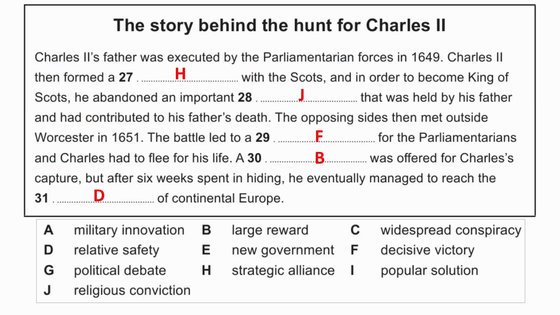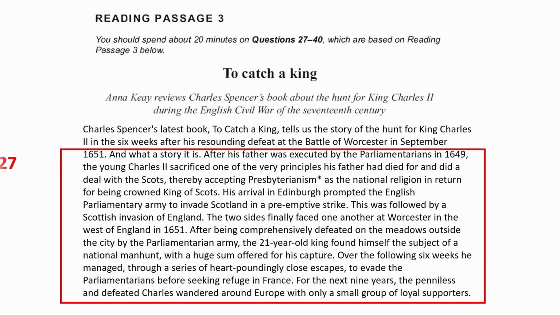Now we can check the answers here. For 27 we had H, 28 J, 29 F, 30 B, and 31 D. So I mentioned that earlier, the answers are usually in the same order and you don't have to read the whole text. Knowing this point saves you a lot of time.